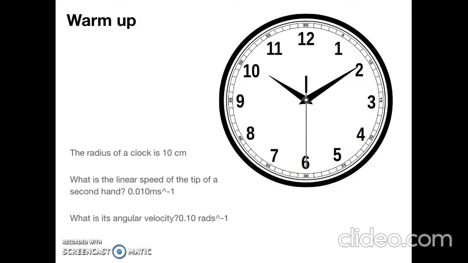Hopefully you've calculated a value of linear speed of 0.010 meters per second, remembering to use the right units, and then the angular velocity 0.10 radians per second. Good. That should get you nice and warmed up.